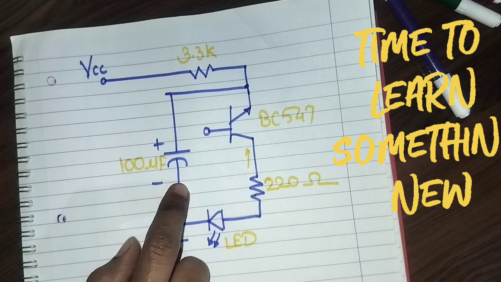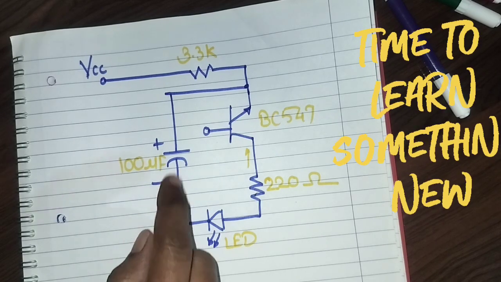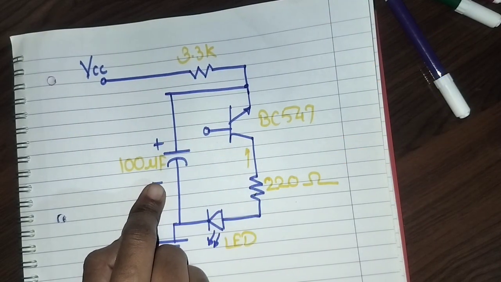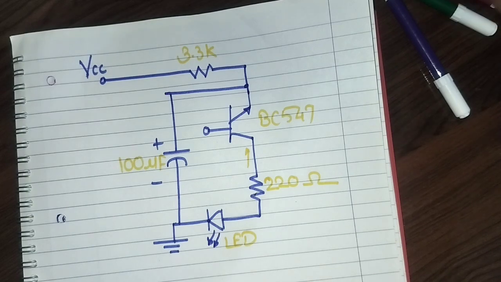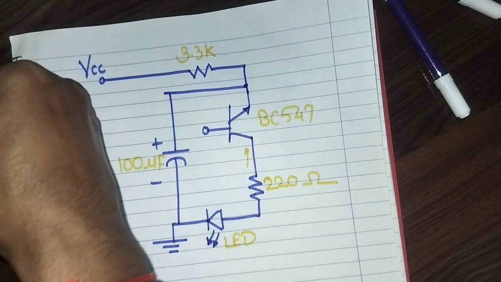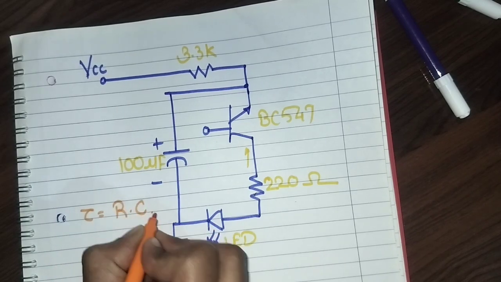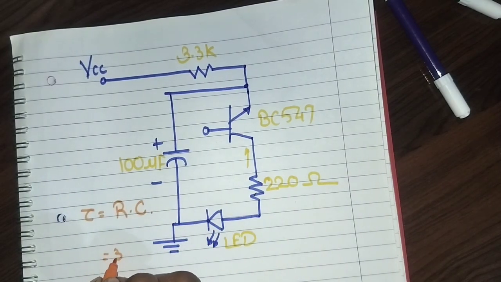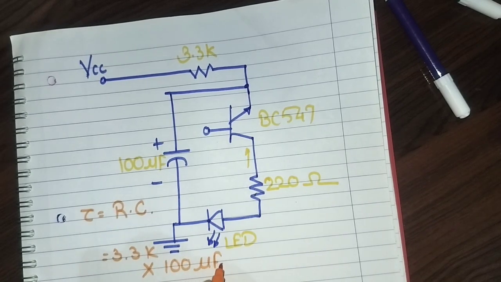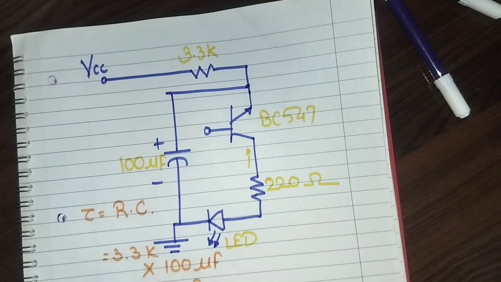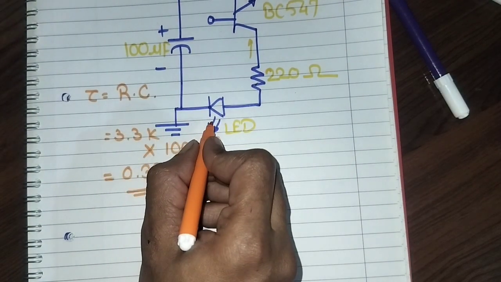Now the second point we can consider is this capacitor, which plays a crucial role in this case. If we use a 3.3K resistor and a 100 microfarad capacitor, we get tau, the time constant, which is nothing but R into C. So what is R over here? R is 3.3K multiplied by 100 microfarad. That means what we get is the value 0.33 second. So for this duration our LED will turn on and off.